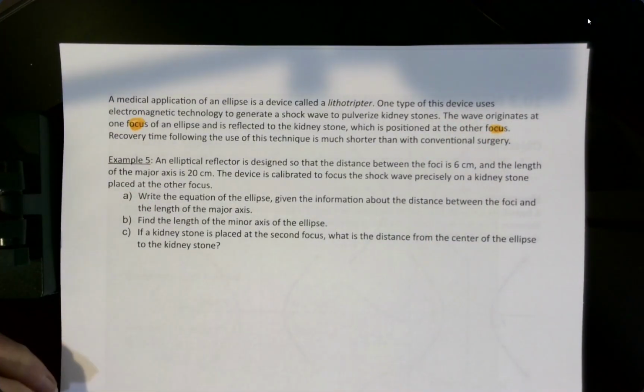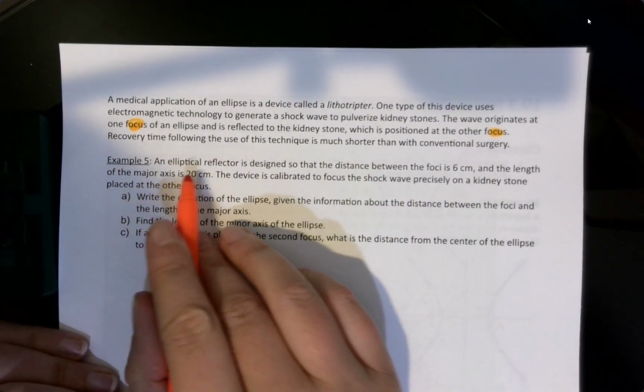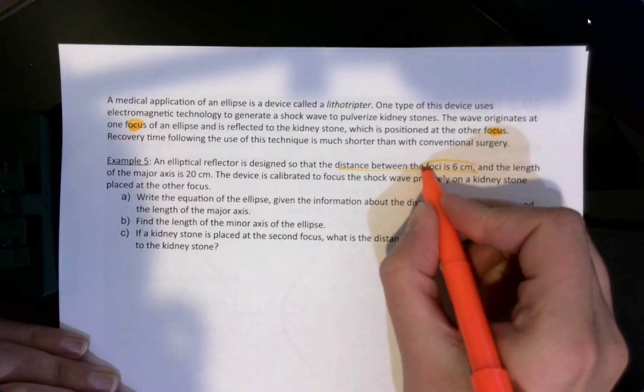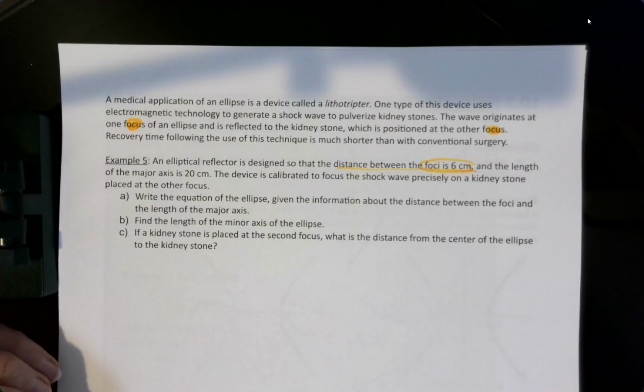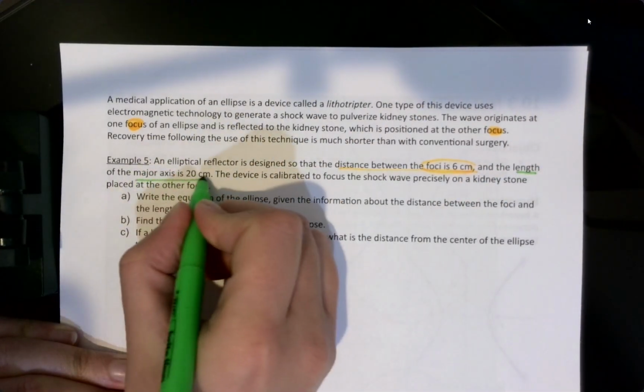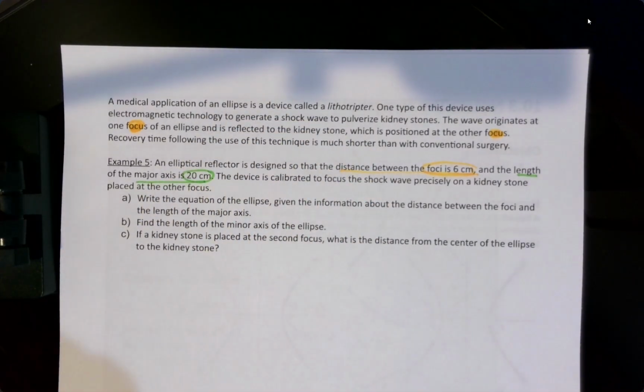Recovery time following the use of this technique is much shorter than with conventional surgery. All right, so here's our example. We've got an elliptical refractor designed so that the distance between the foci is 6 centimeters, and the length of the major axis is 20 centimeters. The device is calibrated to focus the shock wave precisely on a kidney stone at the other focus. Write the equation of the ellipse given the information about the distance between the foci and the length of the major axis.